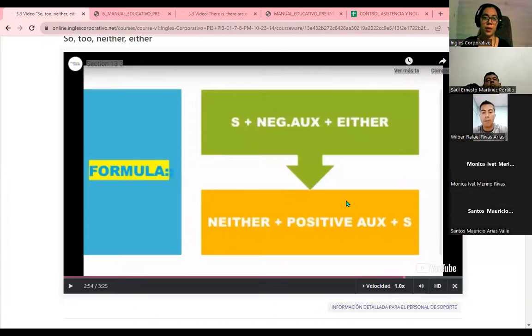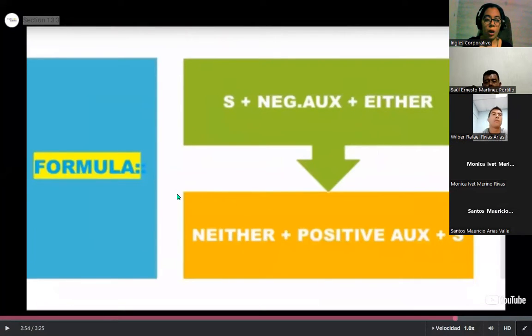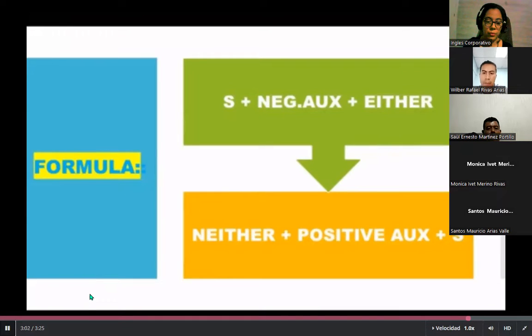Now you can see? Yes? Okay, it's still loading. Now, okay, now can you see? Yes. Excellent. Thank you. So, remember the grammar structure: one with neither for positive and either, which you know is used with negative. Always it's going to be with a negative. Subject plus negative auxiliary plus either. Notice either goes at the end. Neither plus positive auxiliary plus subject. Notice neither goes at the beginning.